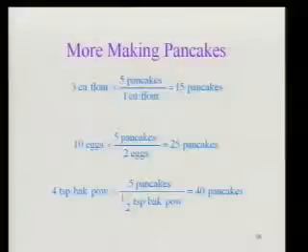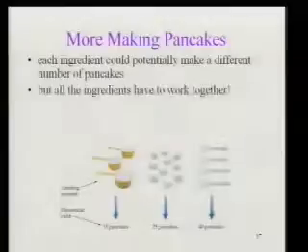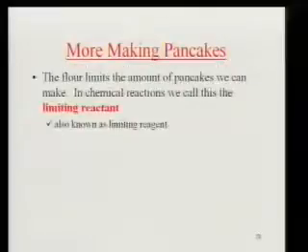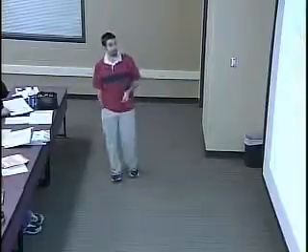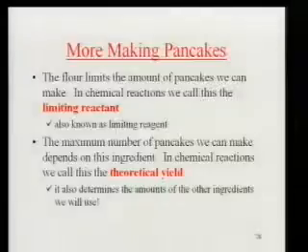Now keep that same application in mind as we go into chemical reactions. Now, like I said, each ingredient could make a different amount. We have to compare those since everything has to work together. So in this case, we can only make 15. We would call the flour, to give it a chemical term, the limiting reactant. The reactant that limits how much product you're going to get. Okay, so know that term, limiting reactant. You may also see it listed as limiting reagent. A reagent and a reactant mean the same thing.